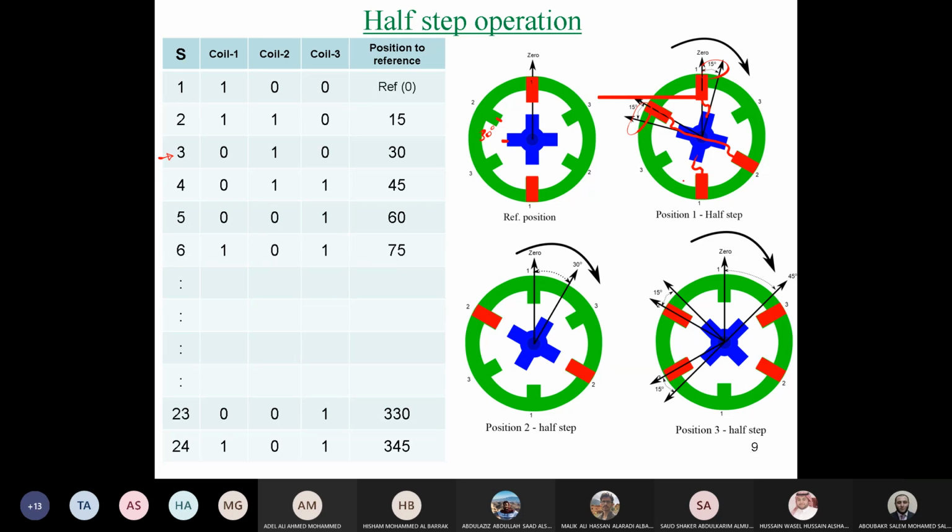Okay? Is it clear, Hisham? Yes, it's clear. Okay, good. Any other question, guys, regarding the operation of half step?